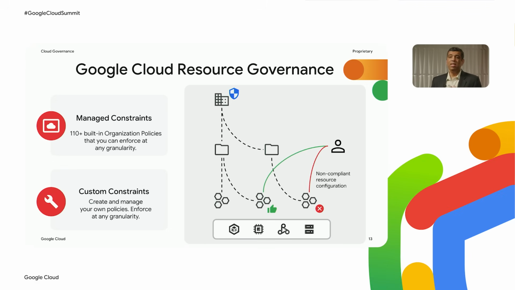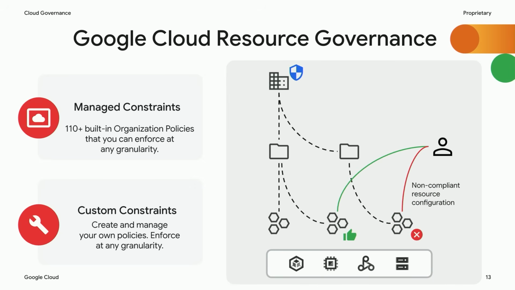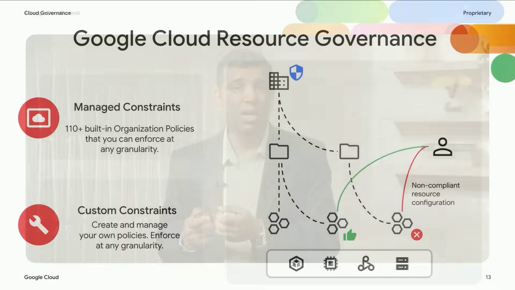We give you a number of managed constraints out of the box, 110 actually in number, which is you have 110 org policies built into the platform that you can quickly enable at the click of a button. At the same time, we give you custom constraint building capabilities so that you can build constraints for your projects, for your org, in a way that actually suits your needs. This way you can govern how your resources are actually configured and make sure you always stay compliant.